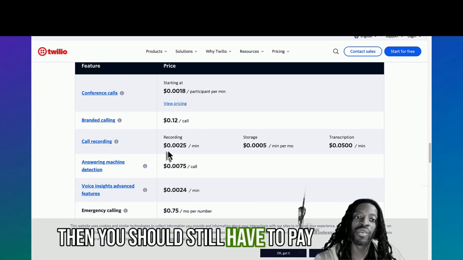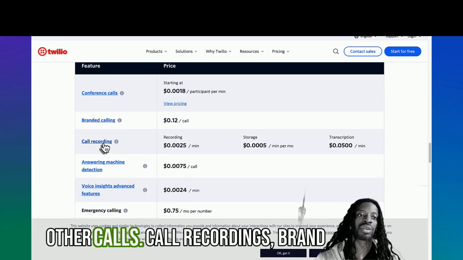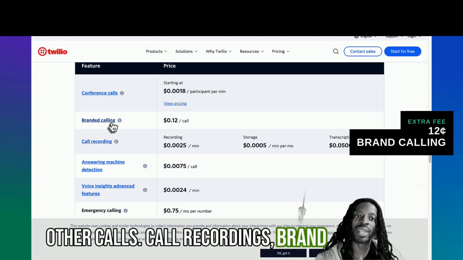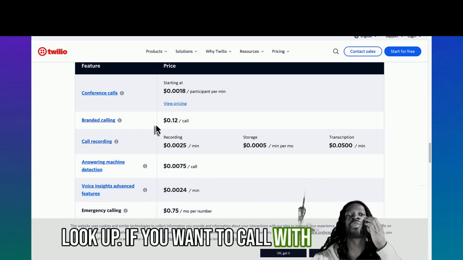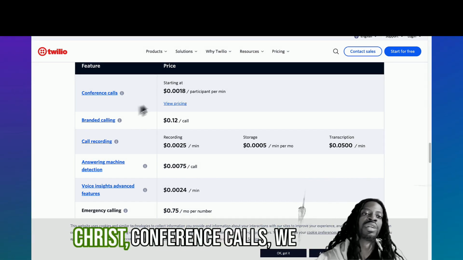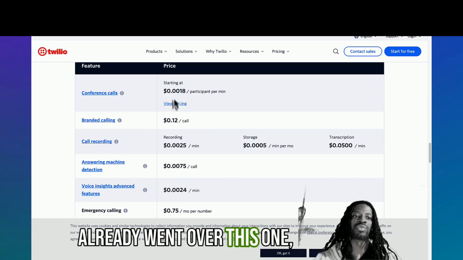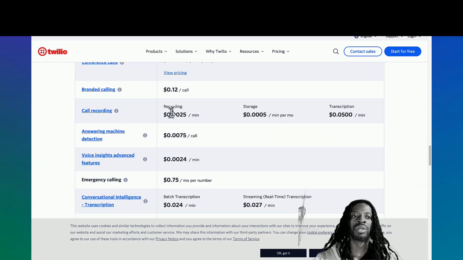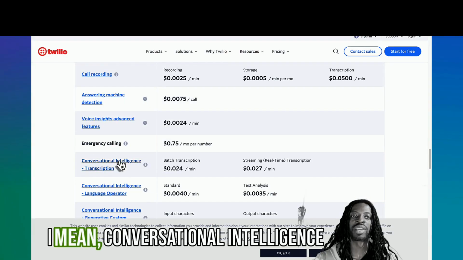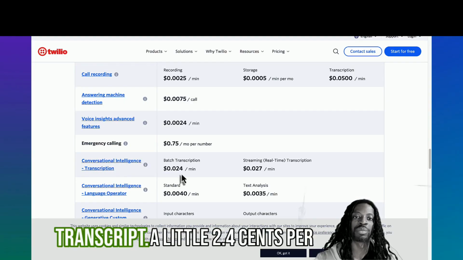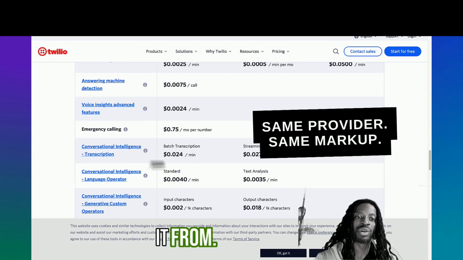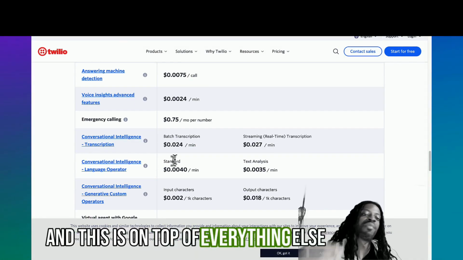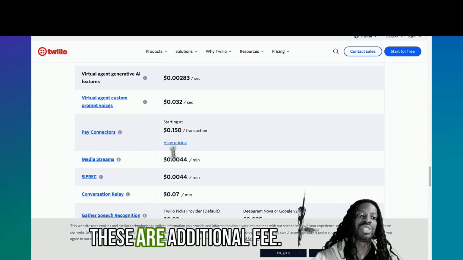And then you still got to pay for all of the AI. And look at these other costs. Call recordings. Brand calling. 12 cents per lookup if you want to call with your own phone number. Jesus Christ. Conference calls. We already went over this one. Voice insight. I mean, conversational intelligence, transcripts. Look, 2.4 cents per minute. This is where LC Phone gets it from. And this is on top of everything else that you're paying. You have to pay this. These are additional fees.